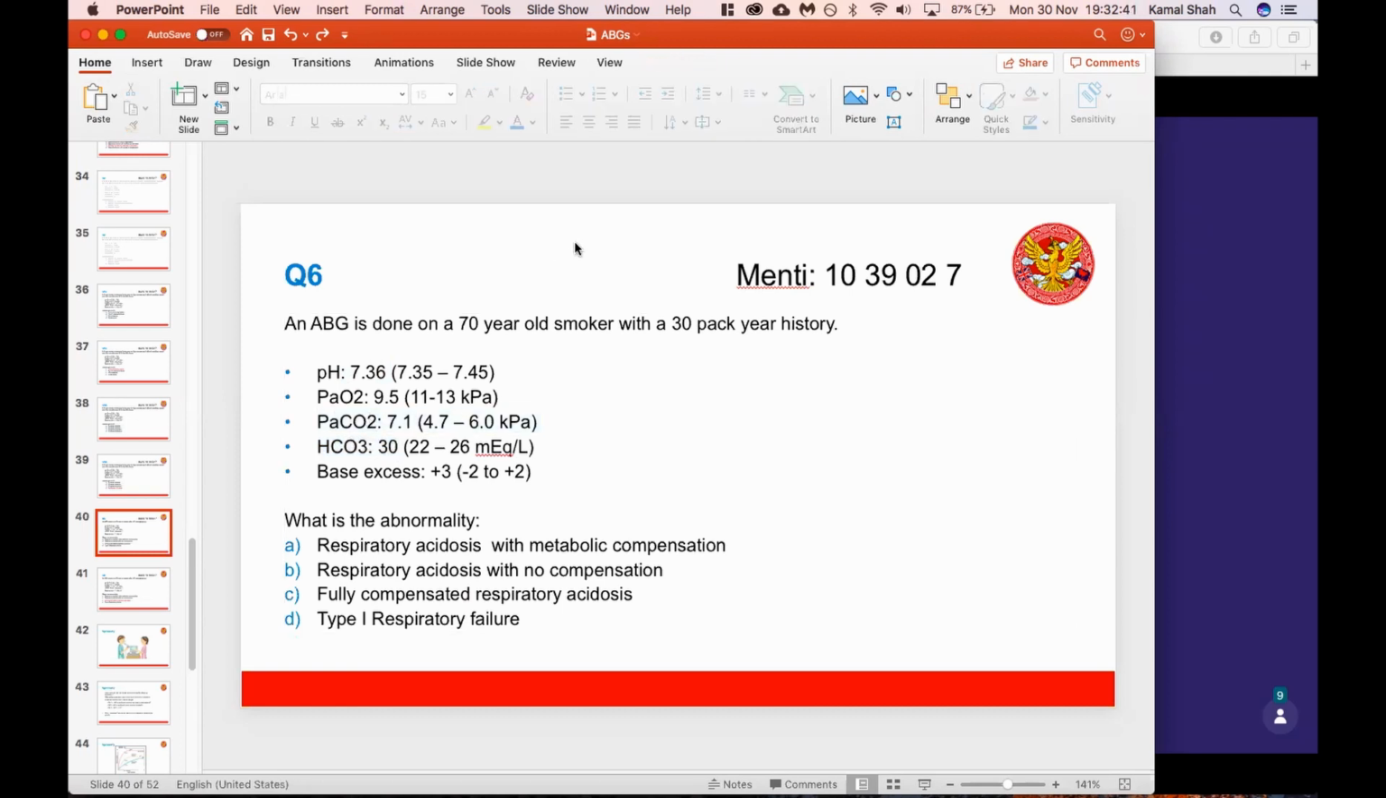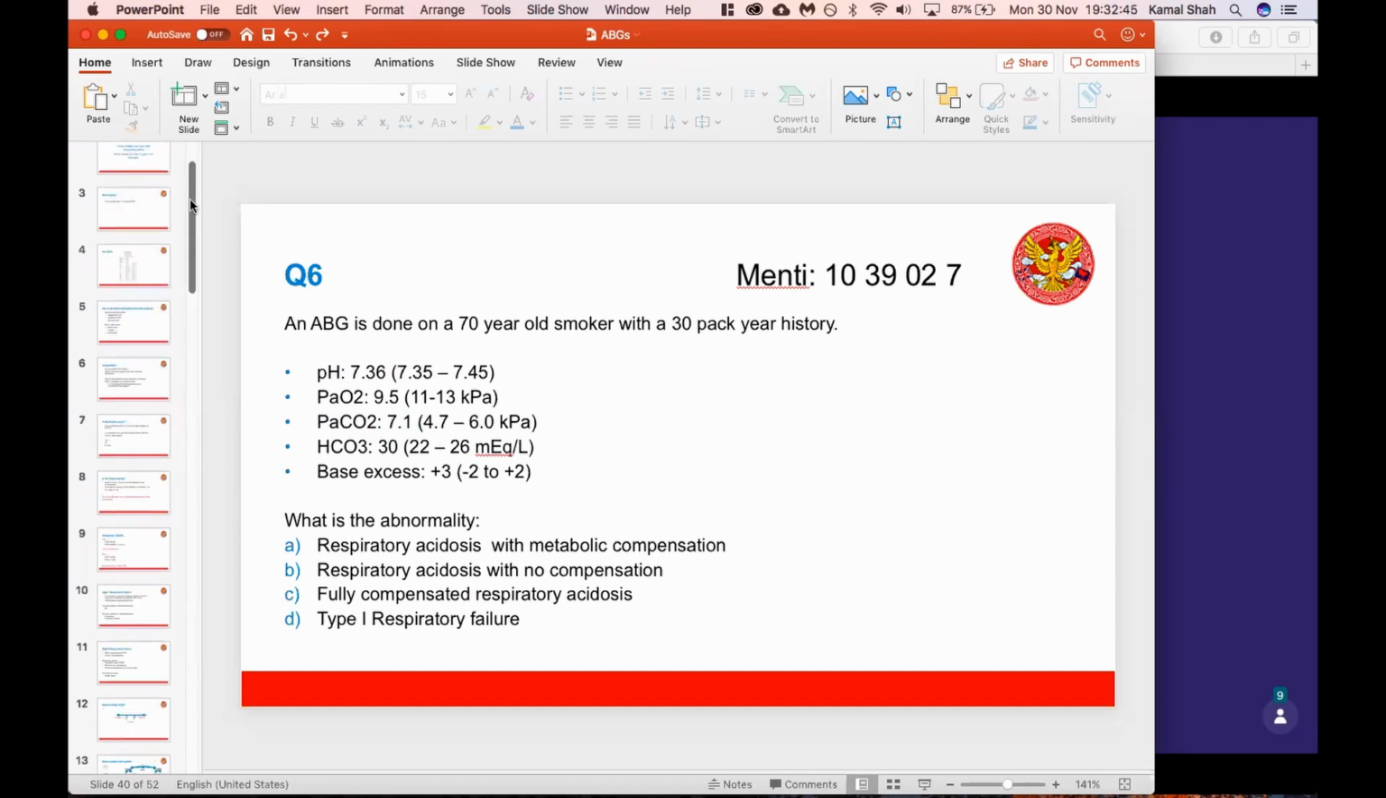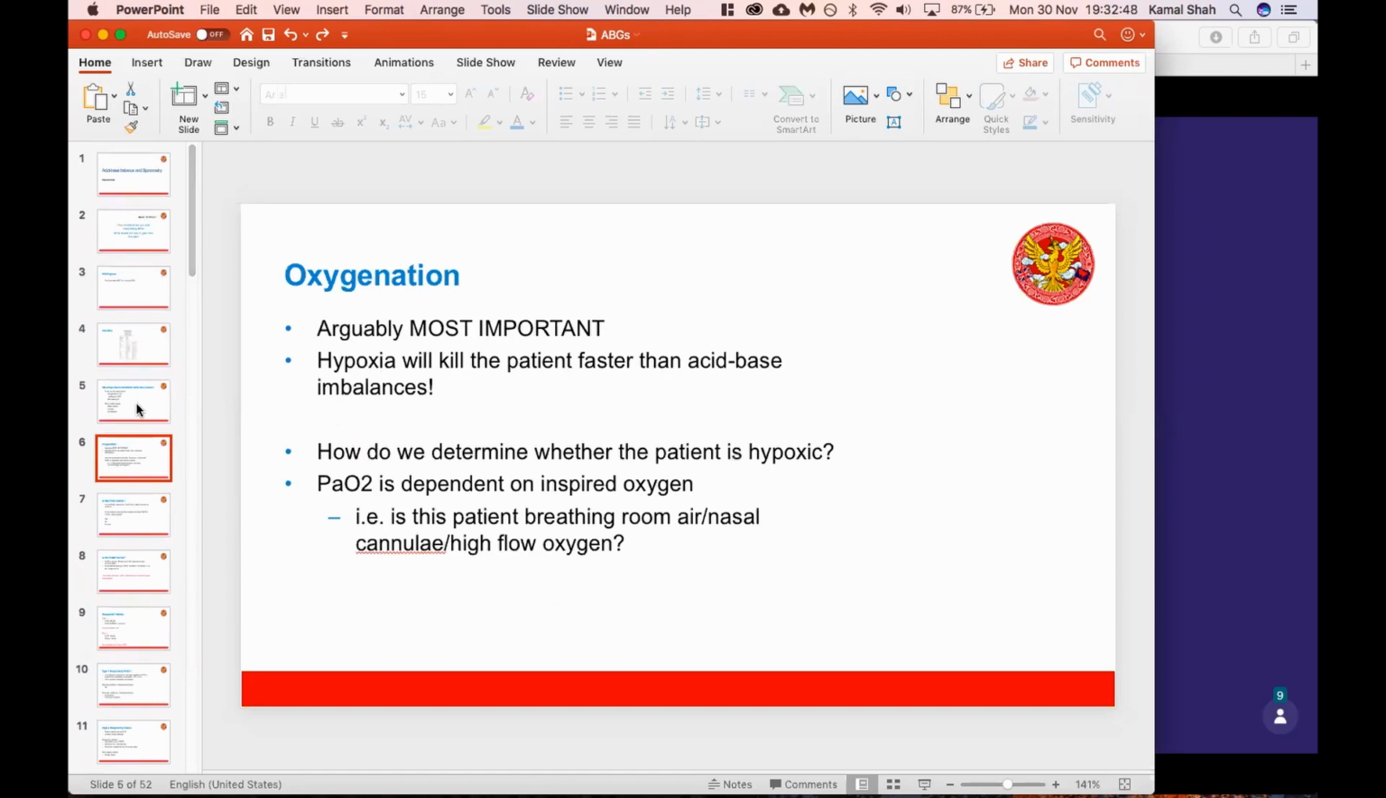Do we ever look at the oxygen? Someone has asked me. If I go back right to the beginning, I've said that oxygenation could potentially be the most important thing that you look at.